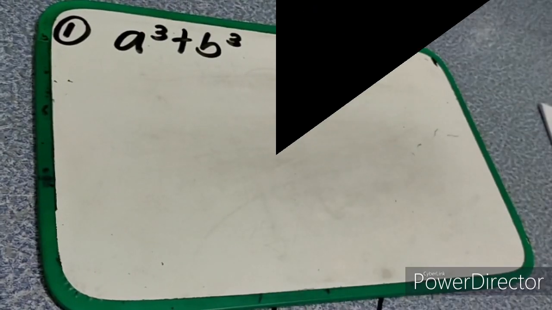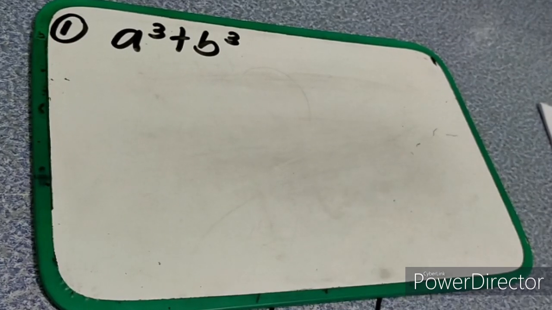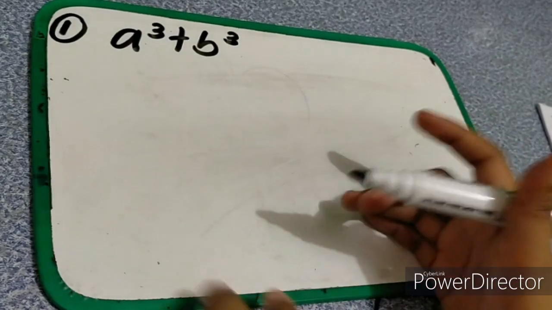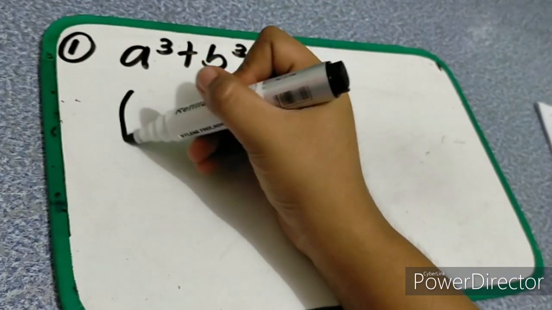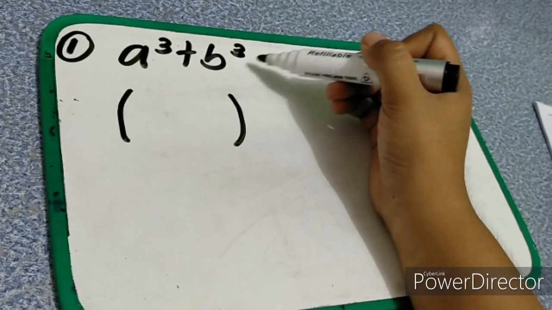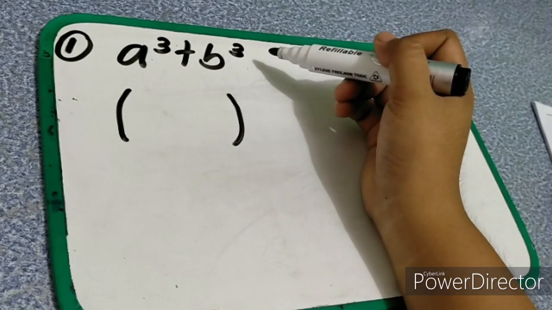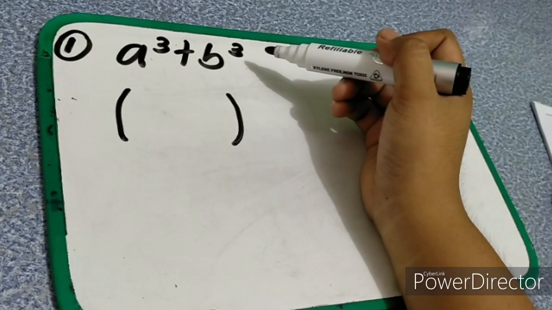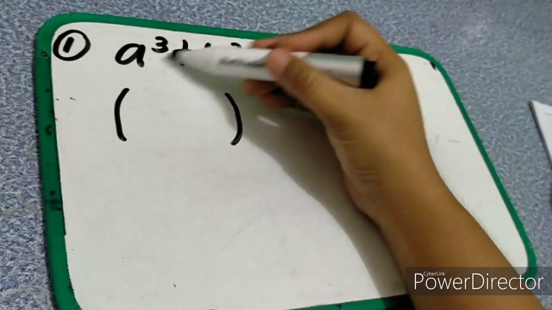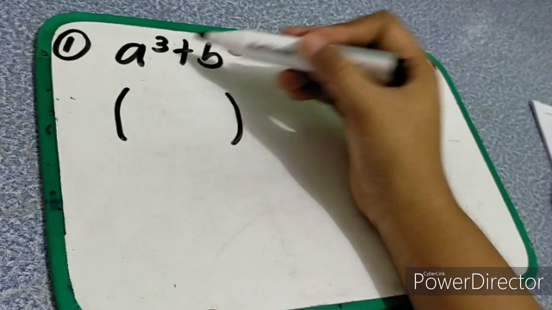Okay, so for example, we have a cube plus b cube. So, ang first step is to find the binomial factor by thinking of the factors of a cube and b cube, or the cube root of a cube and b cube. Pag sinabing cube root, you will think of a variable or a number that when you multiply 3 times, because the exponent is 3, the answer will be a cube and b cube.